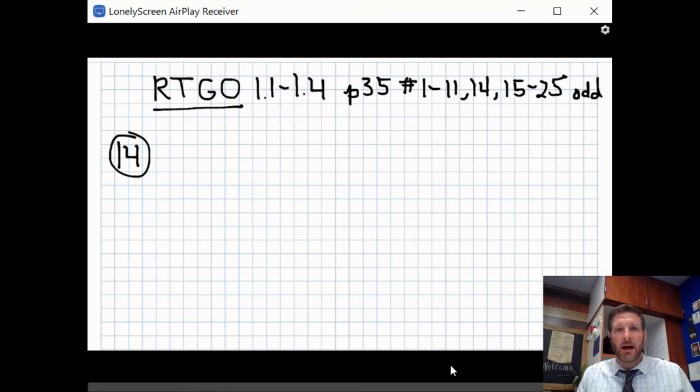Okay, so you could see this is on page 35, 1 through 11, 14, 15 through 25, odd. Now, obviously 14 is not odd, but everything else is odd other than problem 14, but I wanted to make sure you were assigned that.